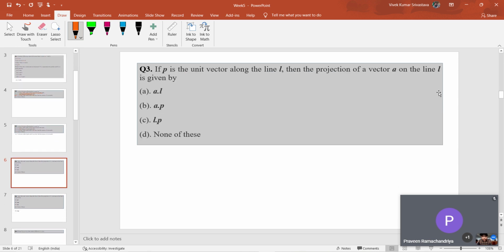Moving ahead, this is question 3. It states that if P is a unit vector along line L, then the projection of a vector A on the line L is given by: option A is A dot L, option B is A dot P, option C is L dot P, and option D is none of these. So any idea which option is correct here?